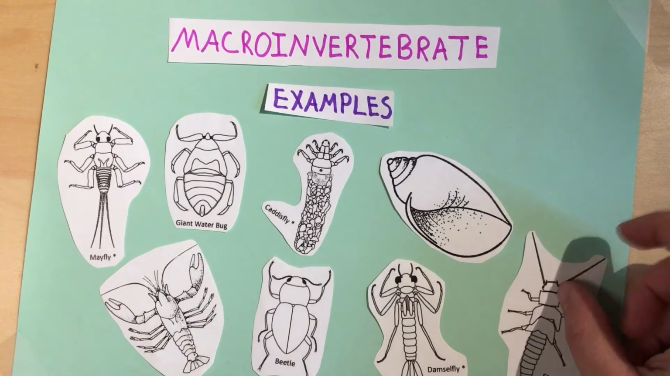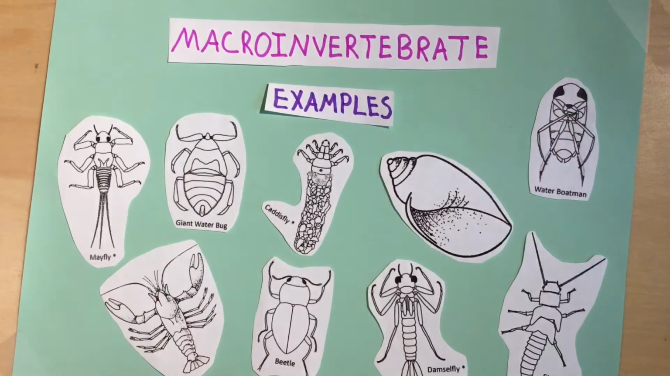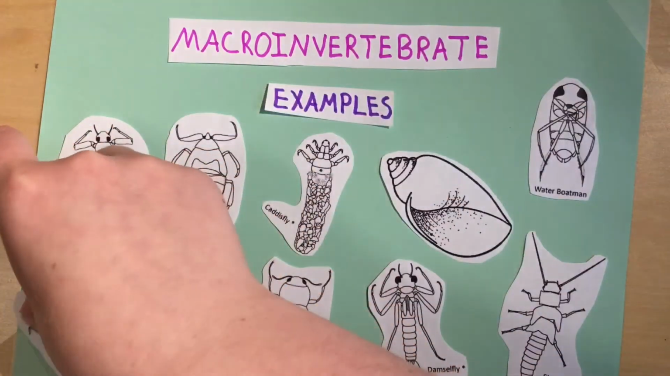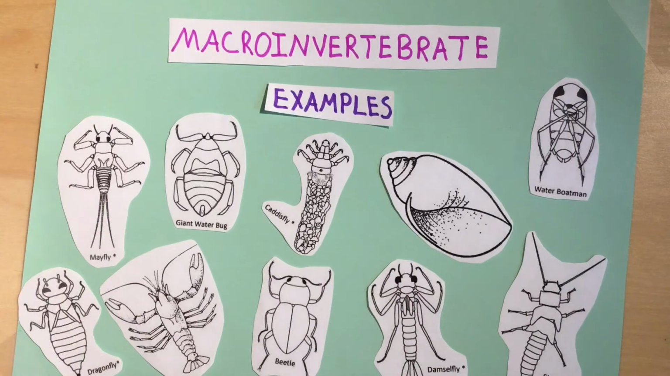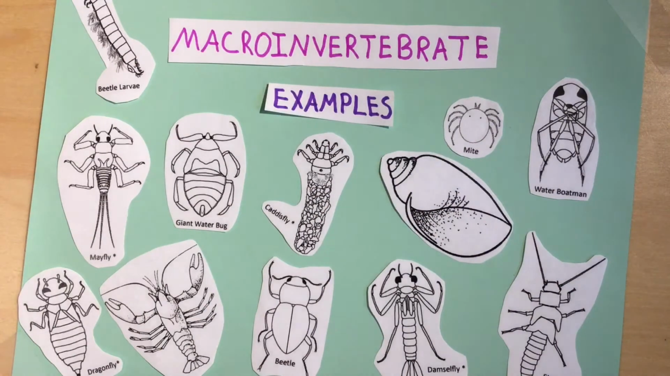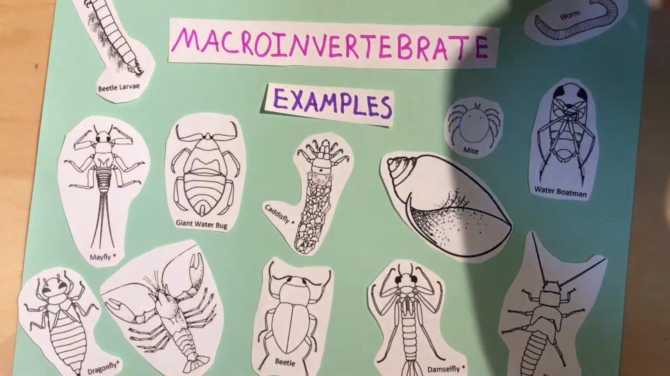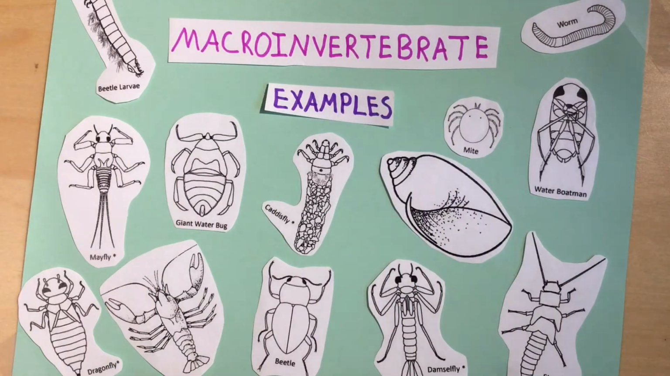We have a stonefly here. We have a water boatman. We have a dragonfly. We have a mite. We're going to have a beetle larvae. Worms are an example of macroinvertebrates. So these are all different types of macroinvertebrates.